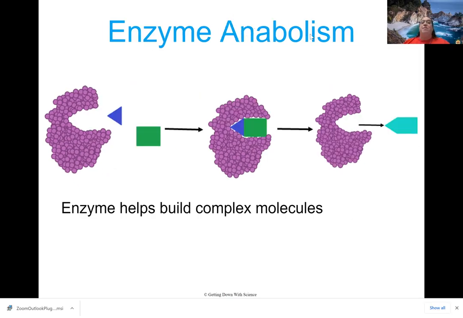In enzyme anabolism, we're taking two separate substrates, and notice once they're both there, it causes the shift in fit, the induced fit. Then the reaction occurs and it will release the product, and notice that the two have become one. Remember, anabolism, we're taking smaller ones and we're bringing them together to form one larger one. So that's going to help build complex molecules using our enzymes for anabolism.